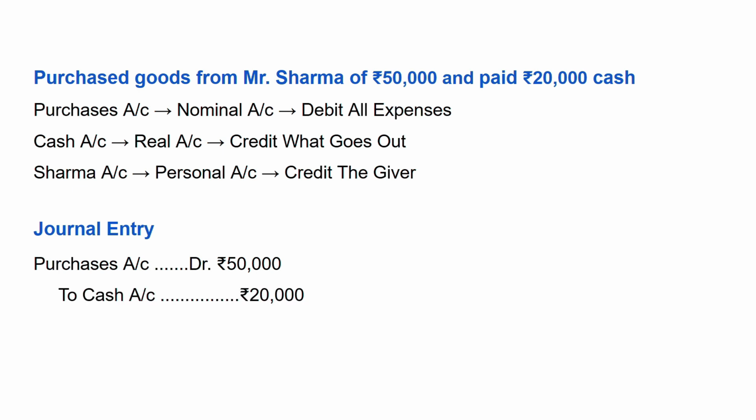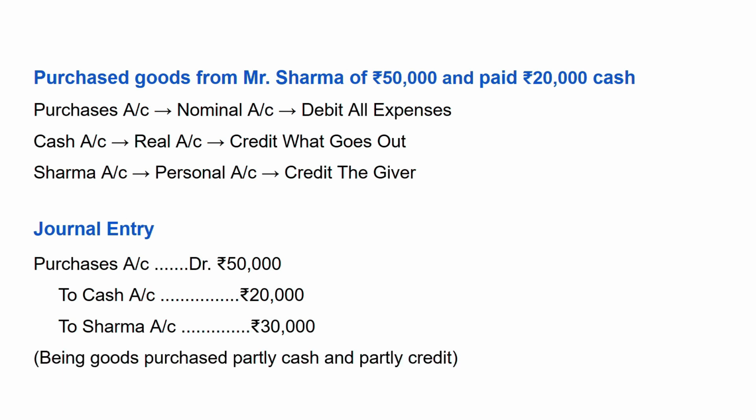And the journal entry is purchase account 50,000 rupees because we have purchased the goods of 50,000 rupees. Then to cash account, we have paid cash immediately 20,000 rupees. And the remaining amount is 30,000 rupees we should pay to Sharma. So the next account is to Sharma account 30,000 rupees. And the narration is being purchased goods partly cash and partly credit. Next.